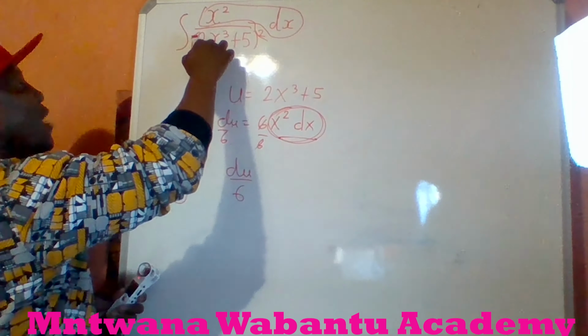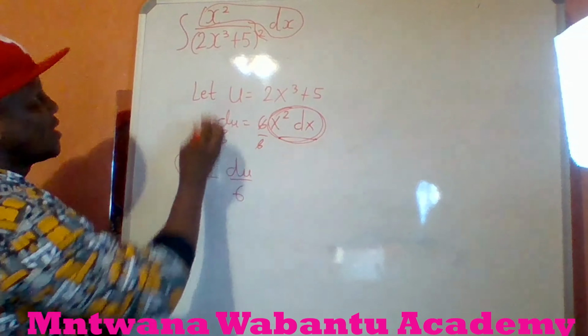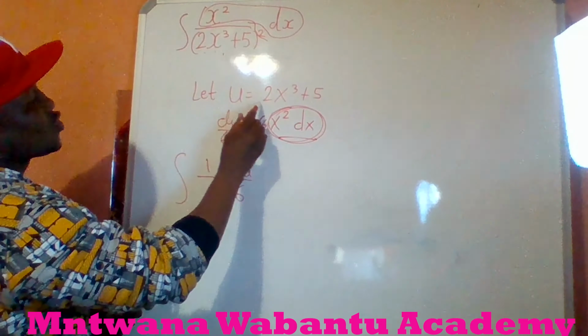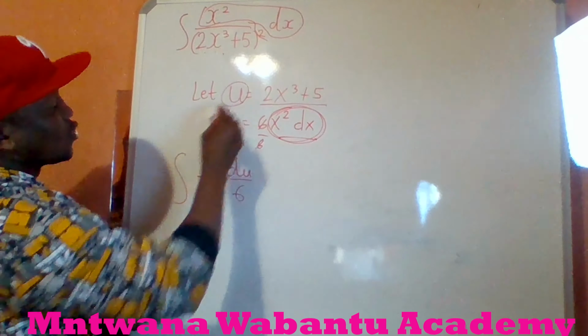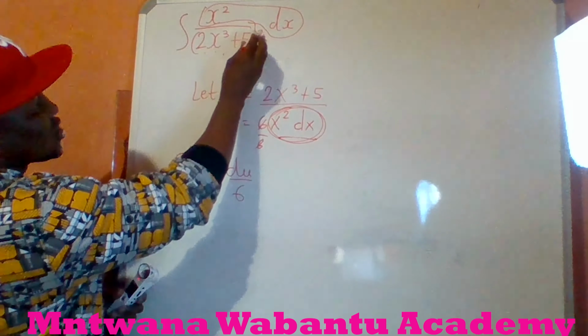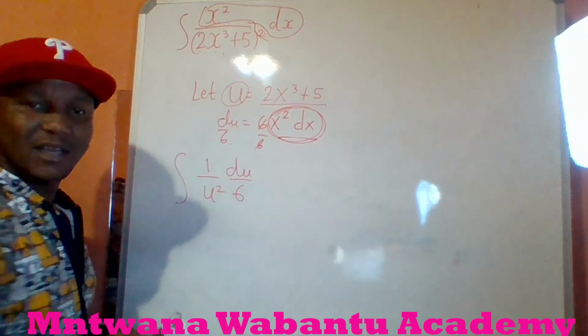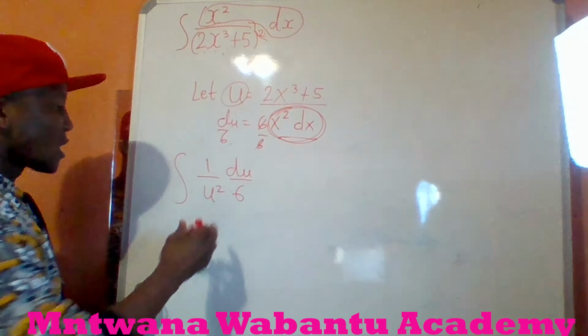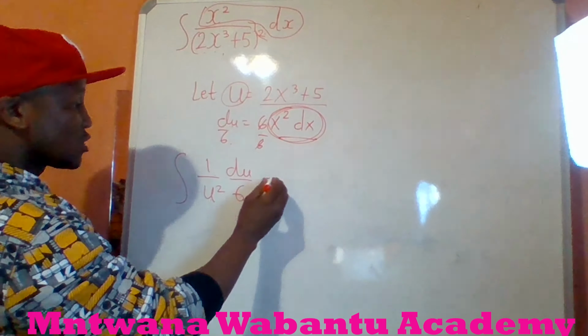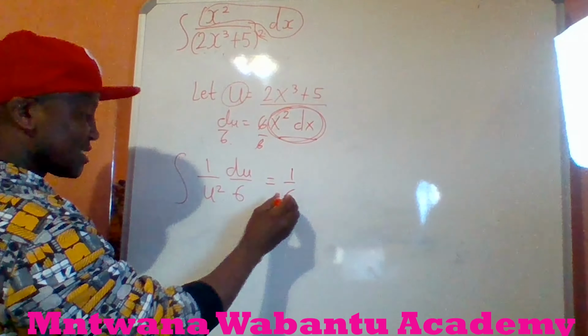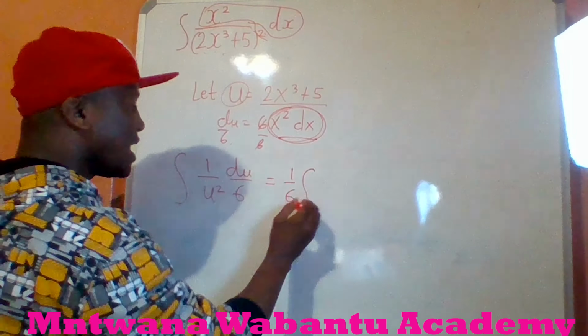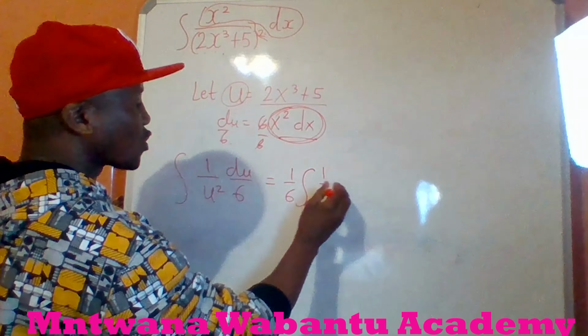And then now at the denominator, we say 1 over 2x cubed plus 5. What is 2x cubed plus 5 equal to? u. So we're going to say u, but squared, because we have a square there. So the question is almost finished. We're going to take this 6 out. So this is going to equal 1 over 6, because that's a constant number, and then integral 1 over u squared du.